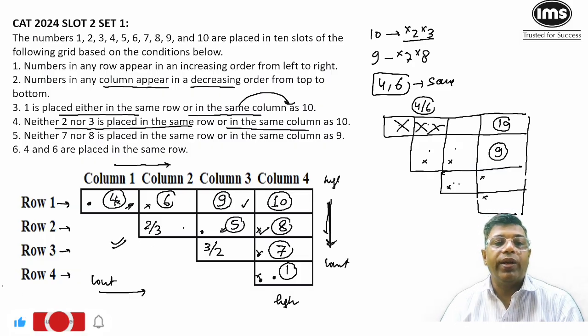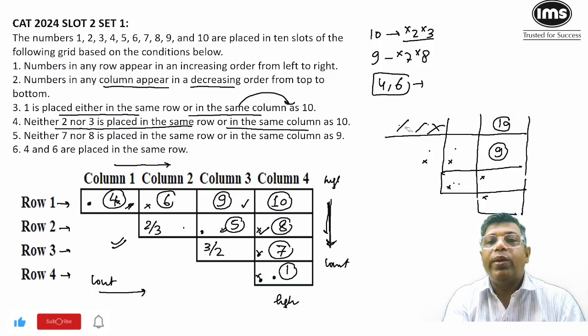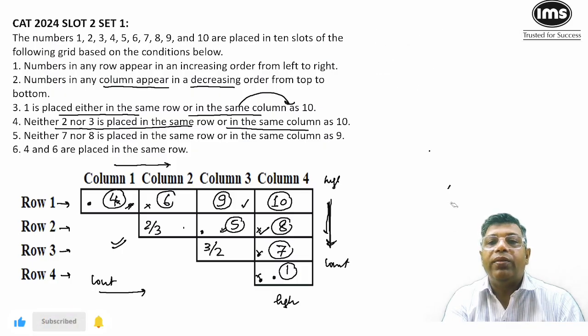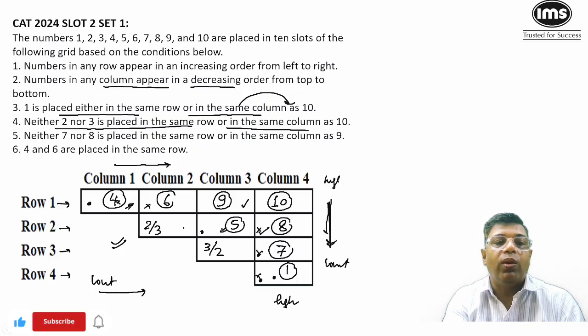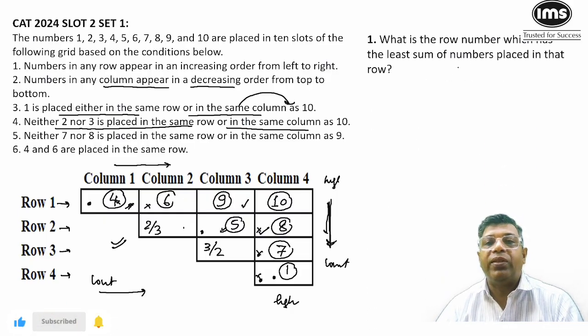Now let's look at the questions one by one and try to answer them. So pretty interesting question wherein you have to logically put the numbers. Based on this diagram, we can solve all the 4 questions in one go. So now let's look at the first question. What is the row number which has the least sum of numbers placed in that row? So obviously we can say row number 4 has only one number, and that too the lowest number. So the answer for this question will be row number 4. So 4 is the correct answer.